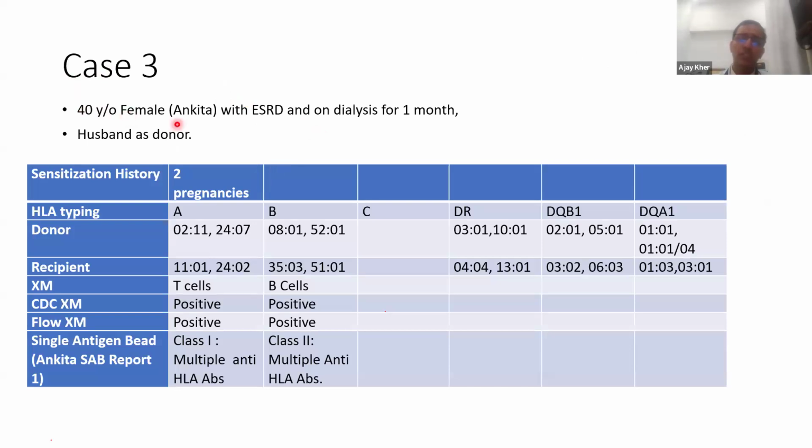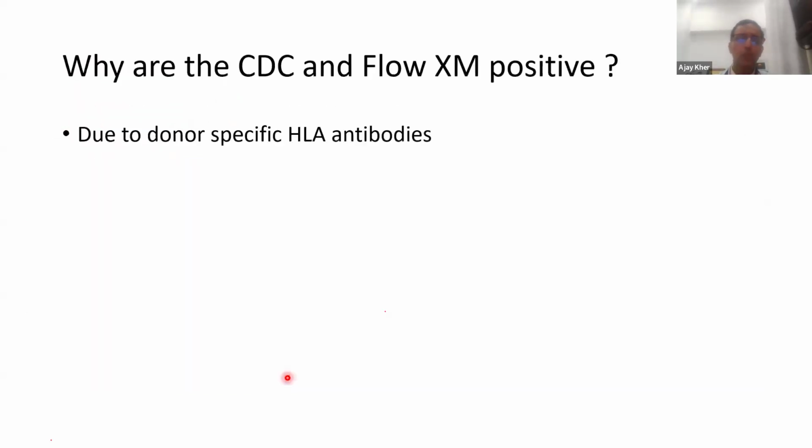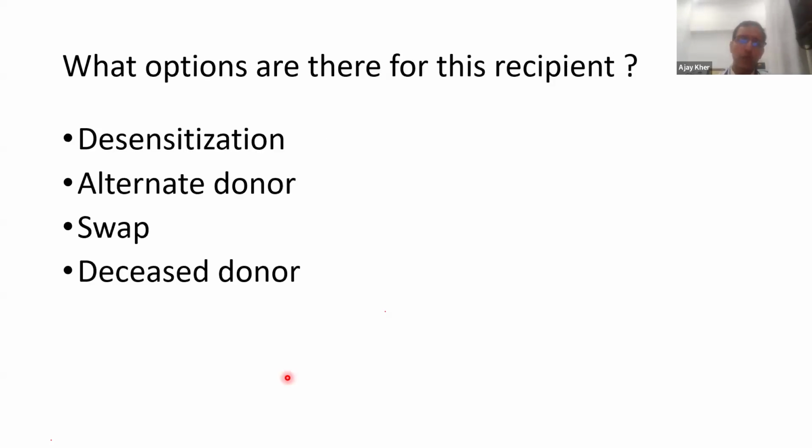Coming to the third case, this is Ankita, who has been on dialysis for a month and has her husband as a donor. As soon as you notice this, your alarm bell should be going off. She has 2 pregnancies and her husband as the donor. You do the crossmatch, and everything is positive. T cell crossmatch, both CDC and flow are positive. B cell, both CDC and flow are positive. You do single antigen bead, and multiple anti-HLA antibodies are present. So now, why are the CDC and flow positive? Due to these donor-specific HLA antibodies. So how do we identify them, and what do we do about them?